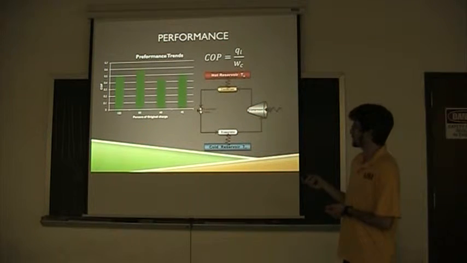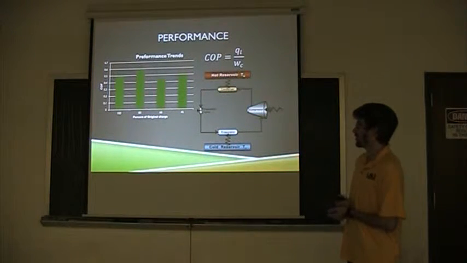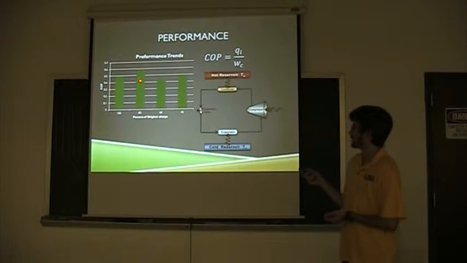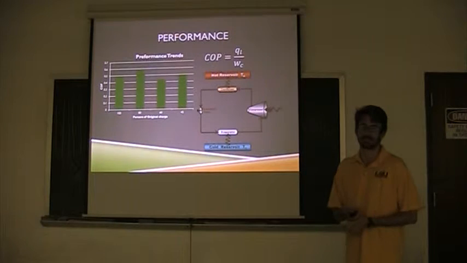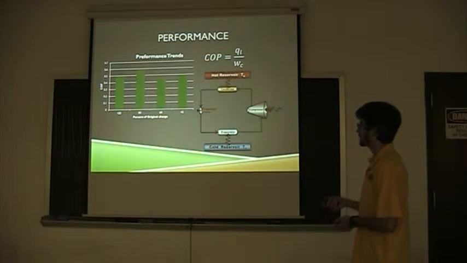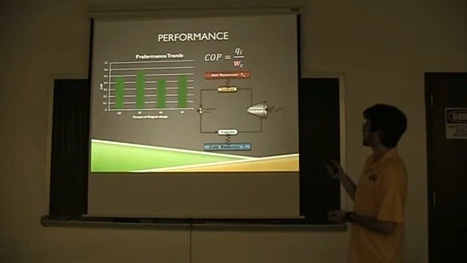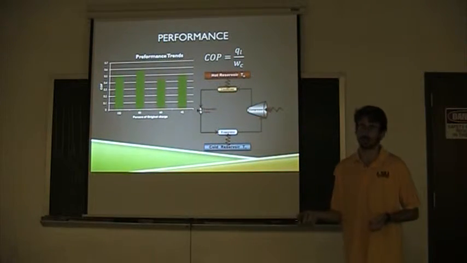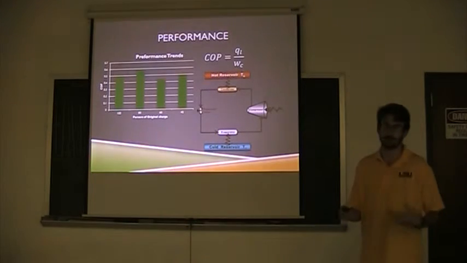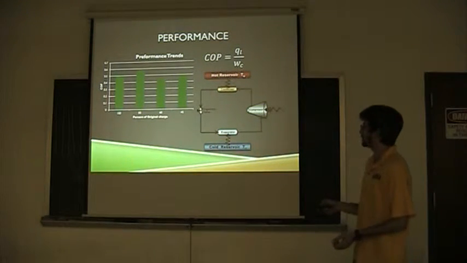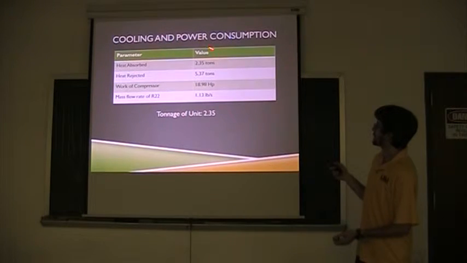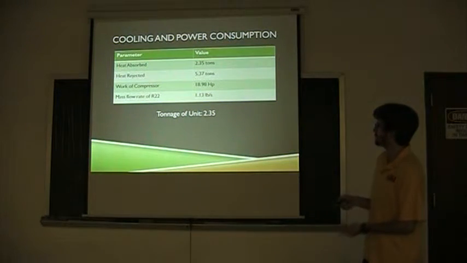This is our performance trends. I've got all over the place for my coefficient of performance, but all of them are less than 1. This is mainly because it's a very small system and it's not running a whole lot of charge. But our coefficient of performance is calculated using QL, which is the heat absorbed in the evaporator, divided by the work done by the compressor. So basically, it's what we want to get out of the system divided by what we have to put into it to get that. And here you can see some of our actual calculated values.